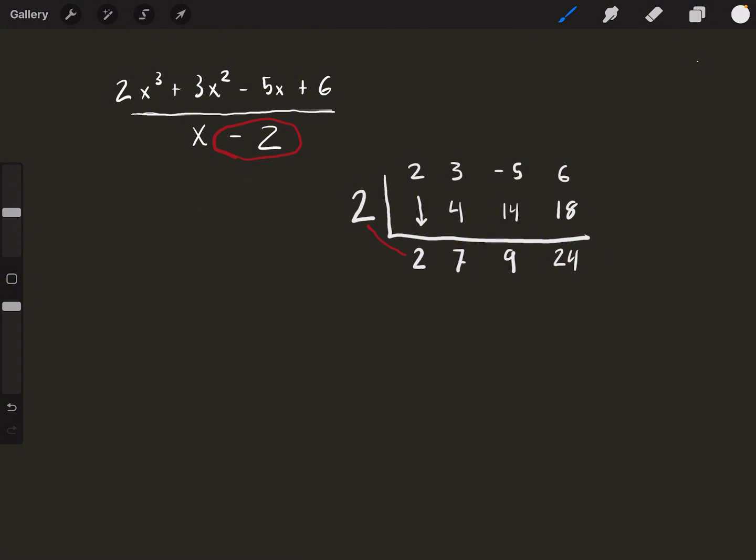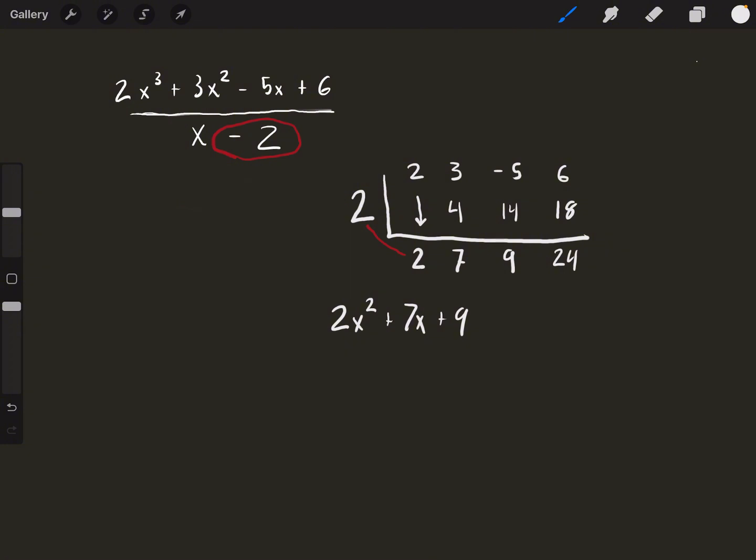So let's write it out. So we know we'll start with x squared. So our first term here is 2. So we'll start with 2x squared. And now the next term is 7x. And now our constant plus 9.